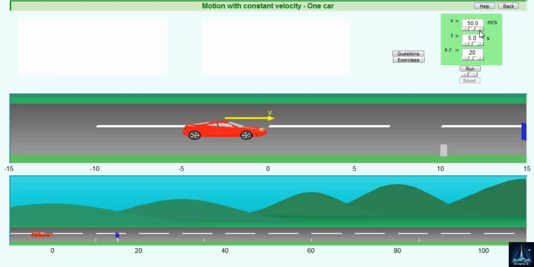The parameter v denotes the velocity of the car. The parameter t denotes the time observation of the motion. The parameter SR, simulation rate, indicates the rate at which the motion simulation progresses.